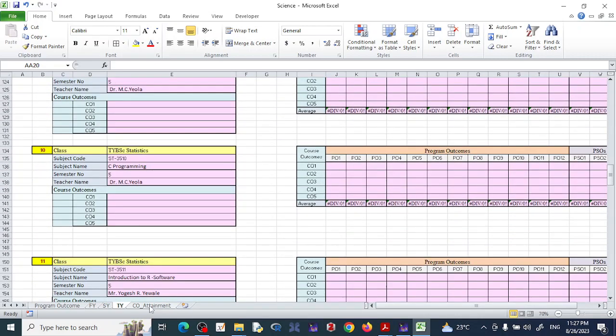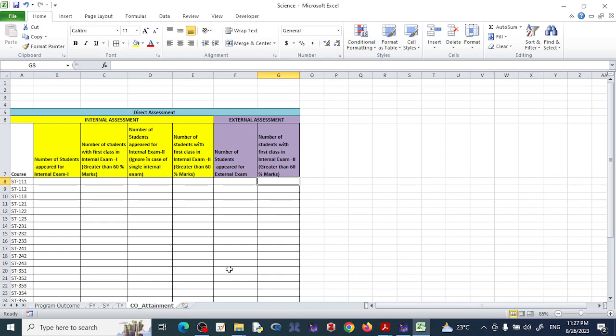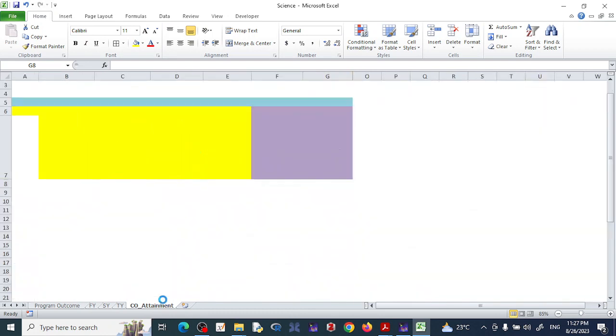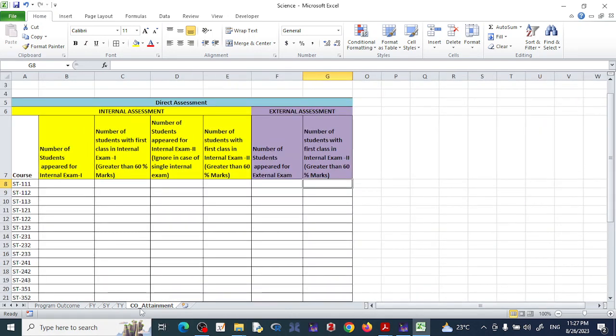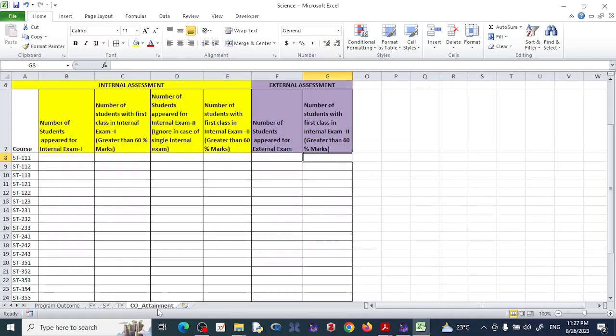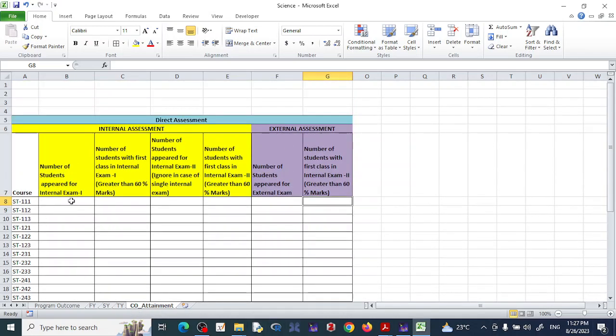Once this information is filled, then we can move to sheet number 5, and that is titled CO attainment, course attainment. Here you have to fill information for two main terms. First is internal assessment and second is external assessment. Under the title of internal assessment, if there is an annual pattern, for example for 18-19 there was annual pattern, so there were 2 internal tests conducted.